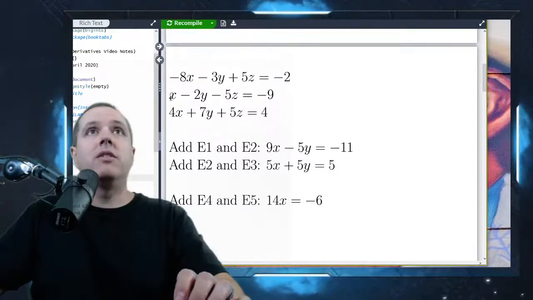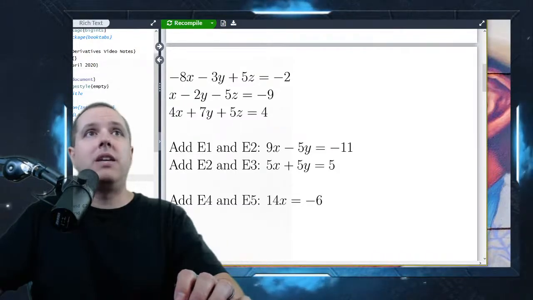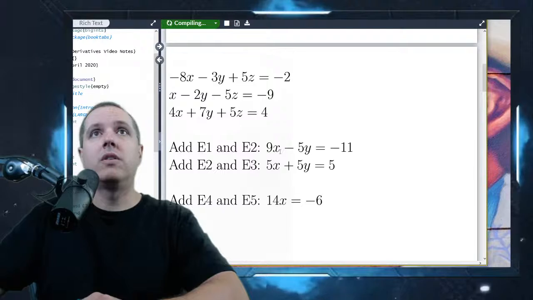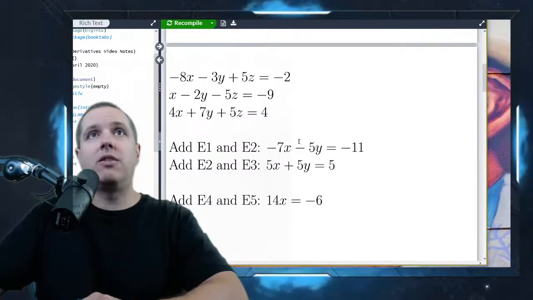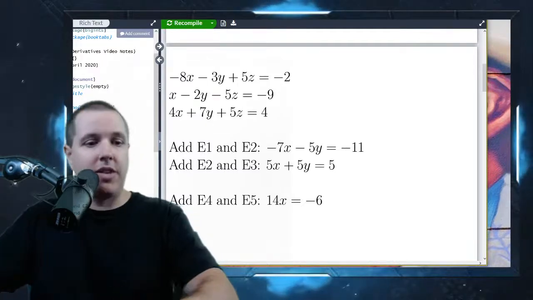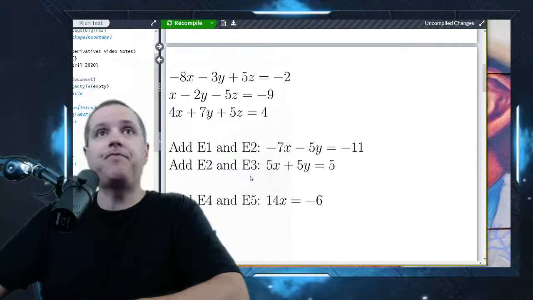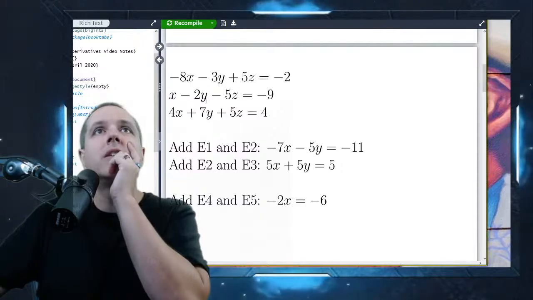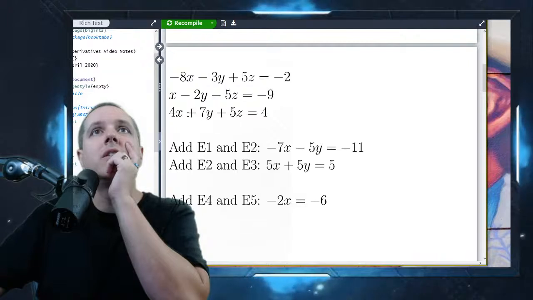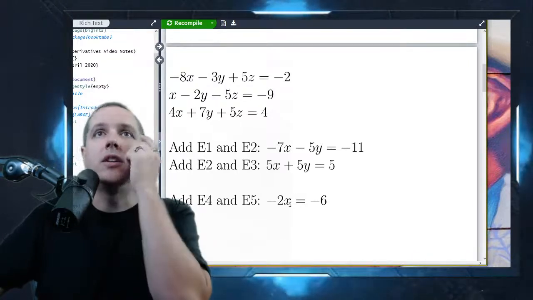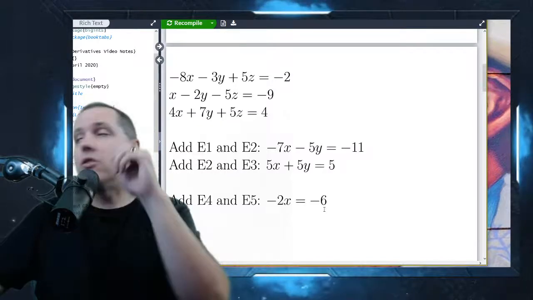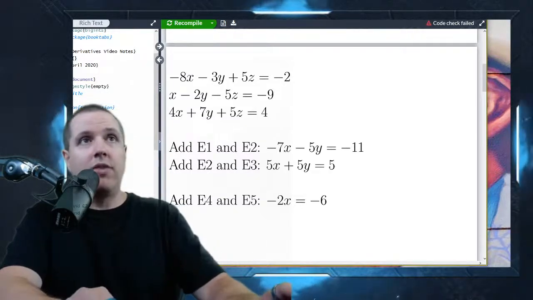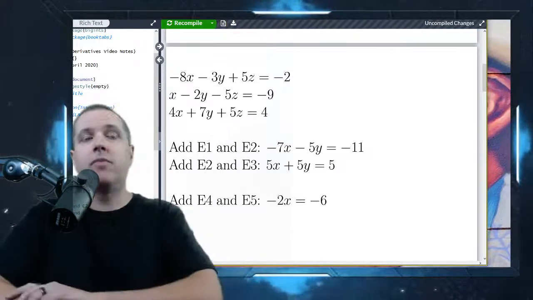Which means down here, when I add these together, this should have been a negative 7x. So when I add these together, this should have been a negative 2x. So sorry about that. When you're doing this stuff live, it's easy to make a mistake here. That looks more likely the case. So let me just double check really quick. Negative 7x, negative 5y, negative 11, 5x, 5y, 5. Add these together, I get negative 2x, negative 6. Okay, that looks right. Easy to make a mistake here, as you can see. I just did it. So now we've solved for one variable, right? X equals negative 3. Okay.